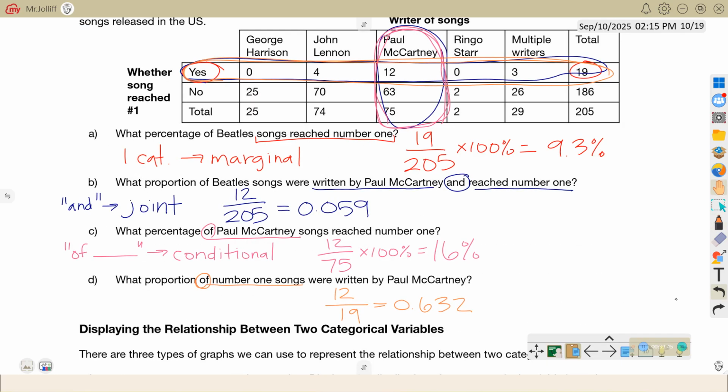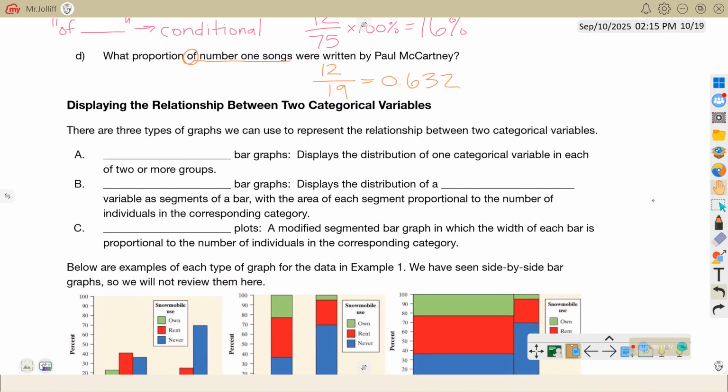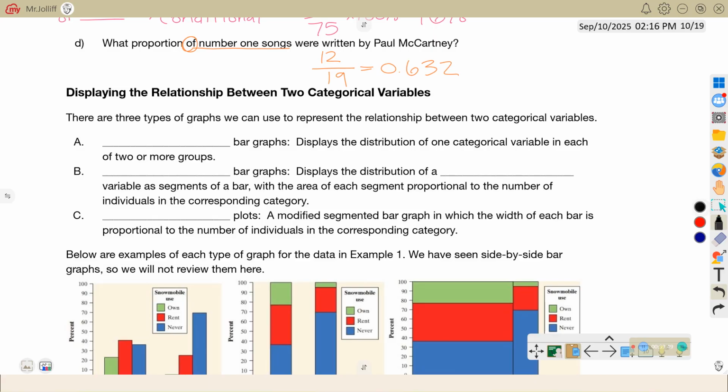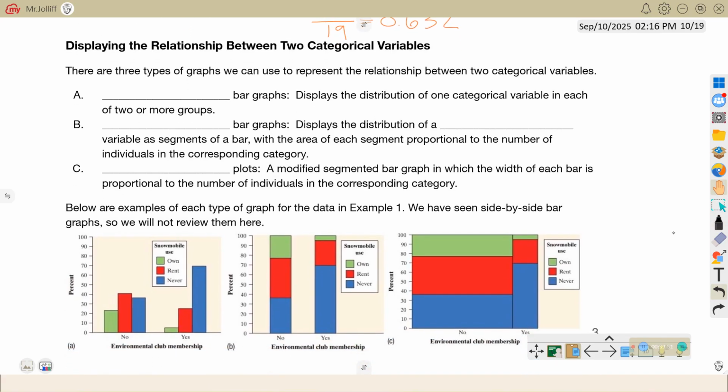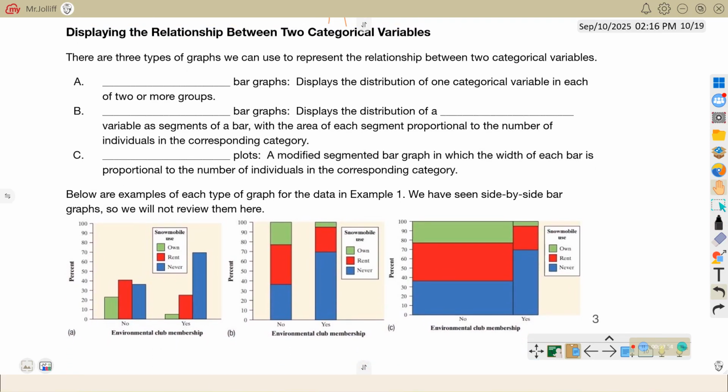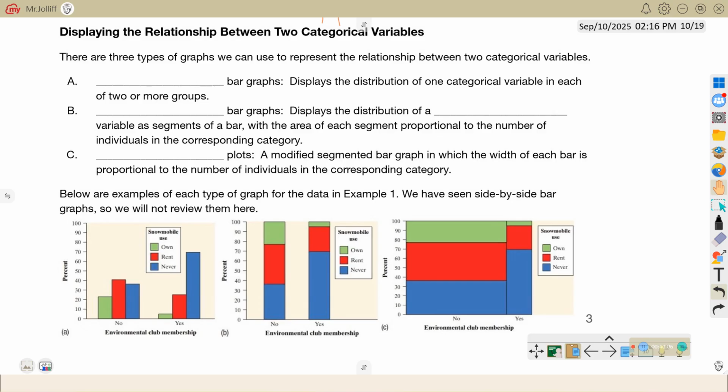All right. So let's go down here. We are going to talk about three types of graphs that display two categorical variables, right? We're talking about categories. You may. Thank you for asking. The first one you already did today. You did a side-by-side bar graph in our bell ringer.